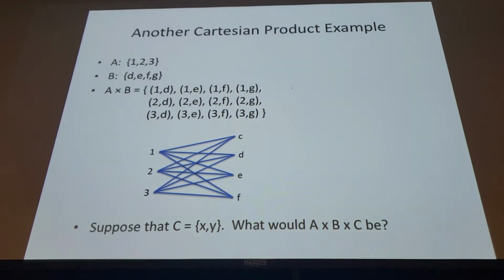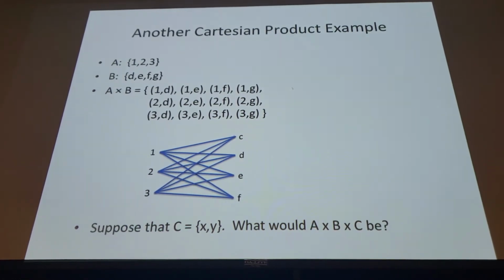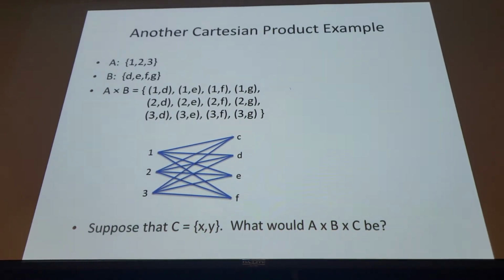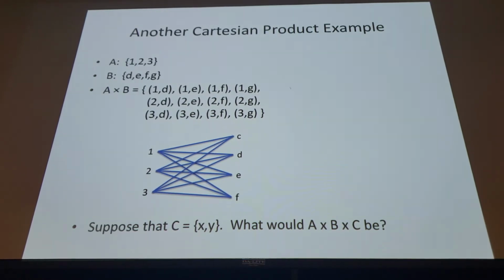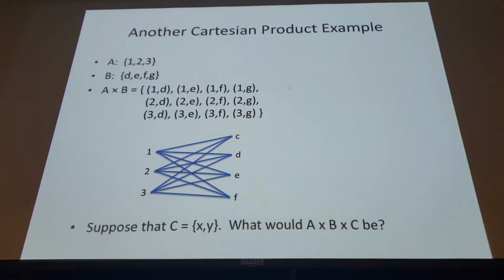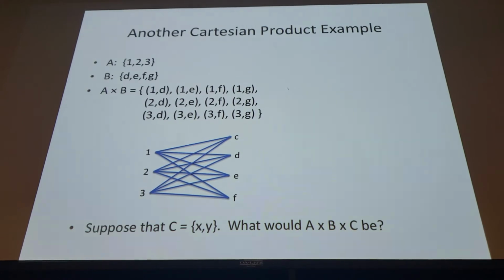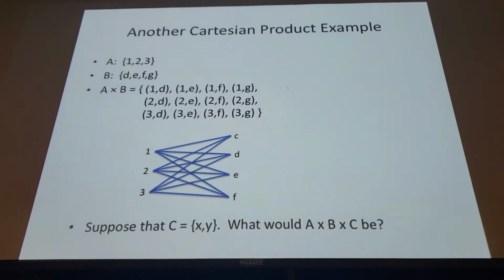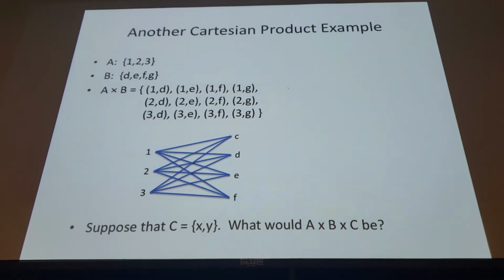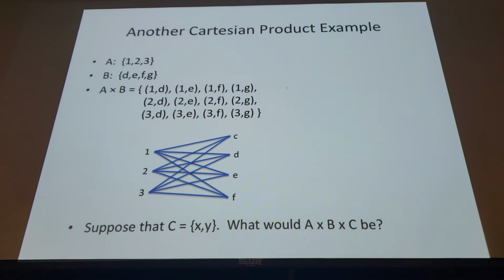Suppose that C is X, Y. What would A cross B cross C be? First of all, how many things are there in A cross B cross C? 24. Please don't yell. Hand up, and I'll call on somebody. You already answered. I was looking for somebody else. How many things are there in A cross B cross C? Basically it says the first thing has to come from A, the second from B, the third from C.